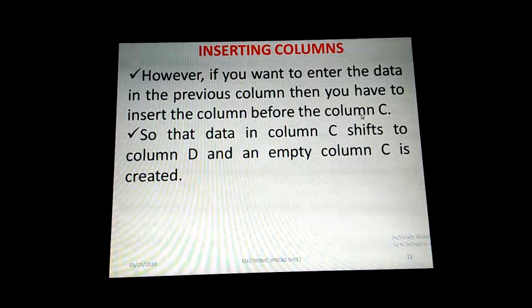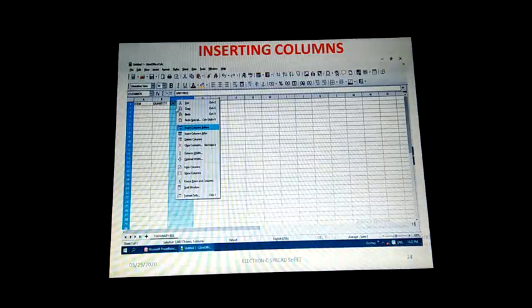So before column C, if you want to make any insertion, you need to place the cursor over the column C. Okay, and then we can shift the column D, and then an empty column C will be created. See here, I have placed the mouse cursor over this column C. I want to make one empty column in place of column C, so I am placing the cursor over C, and then right click on this.